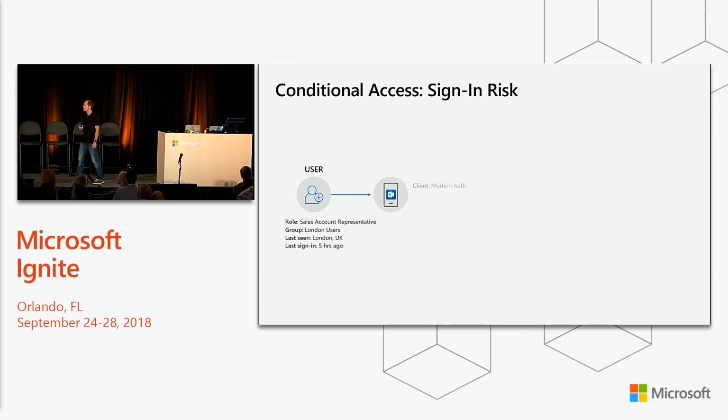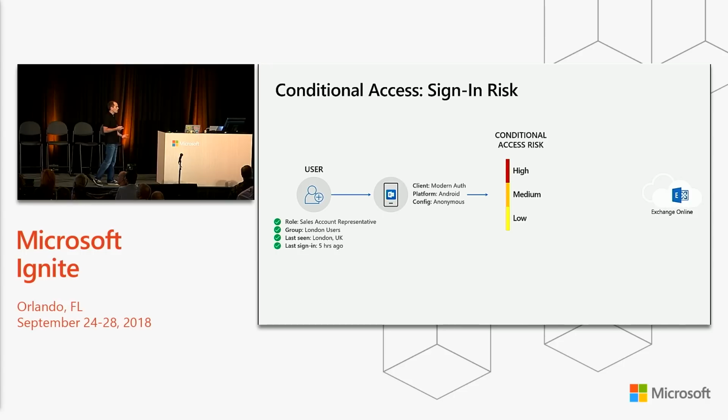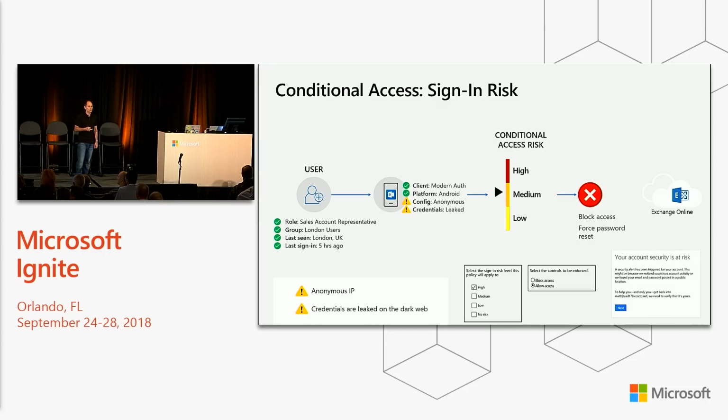How about another? So we have a sales account rep. Again, successfully authenticated a few hours ago in London. Now they're attempting to authenticate again, but this time we can't detect their IP address. So that in and of itself is risky. So that sets a medium risk for this particular user. But we've also detected that that user's credentials have been leaked to the dark web. That immediately elevates that risk to high risk.